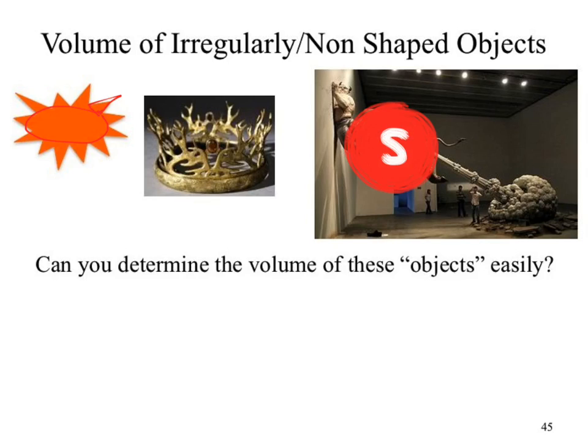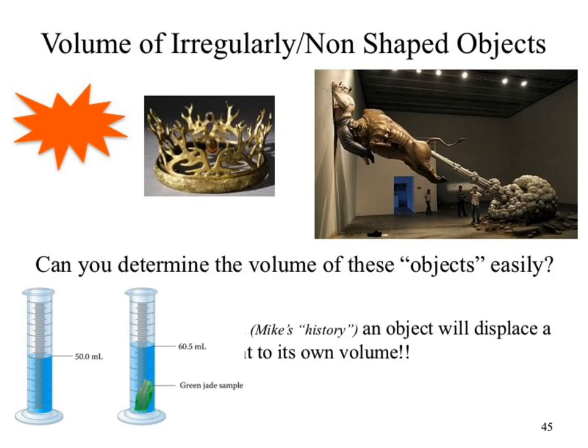Measuring the area or the volume of a gas becomes difficult to measure as well. So how do we determine the volume of these irregularly shaped objects? Well, you did it in lab. Water displacement. We can take a graduated cylinder with a known volume in it, and we can drop our object into it. The object will displace an equal volume of water. So I now know the difference between those values, 10.5, is the volume of the green jade sample.